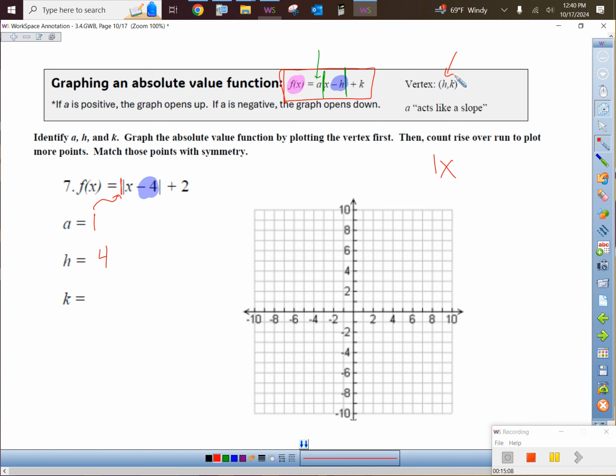But k is the normal dude. You see in the generic formula there's a plus in front of it. That means what you see is what you get, right? If you see a +2, you're getting a +2. If you see a -2, you're getting a -2. What you see is what you get, so k is 2. Are you with me on that?